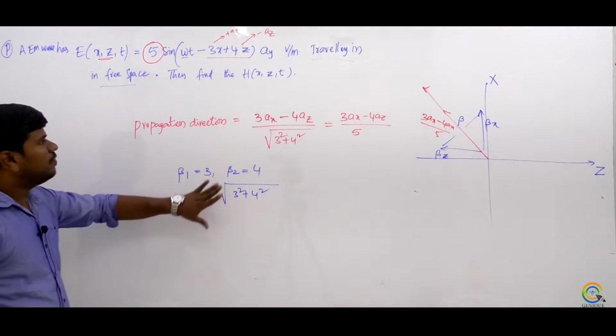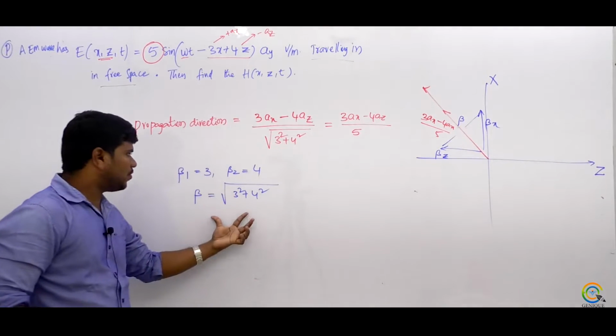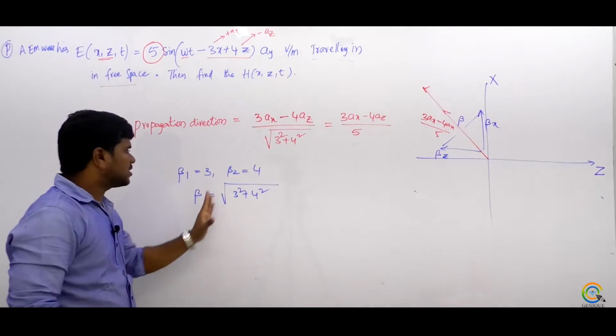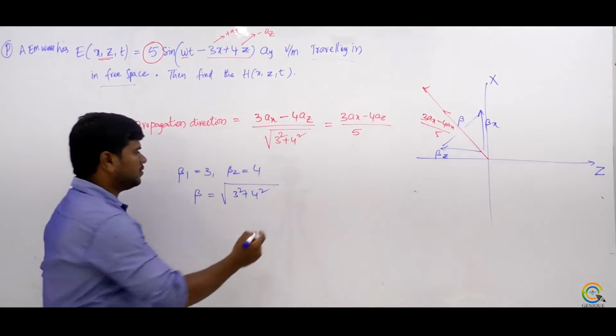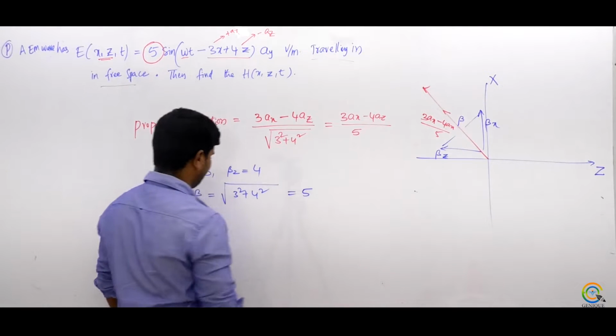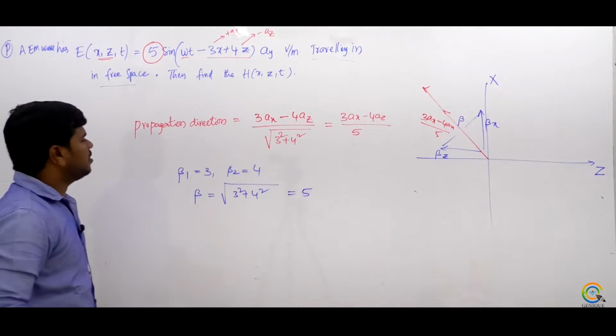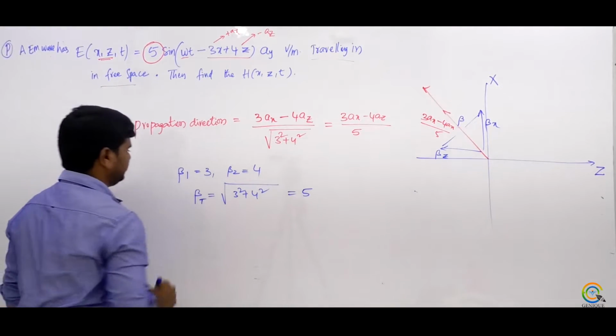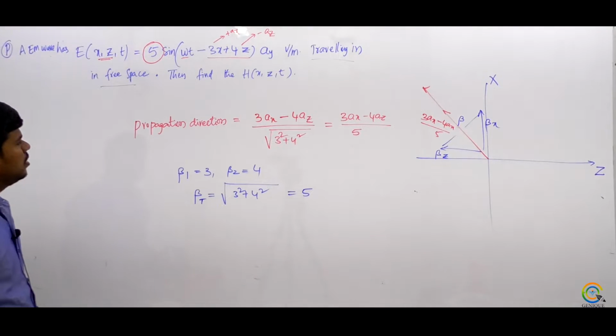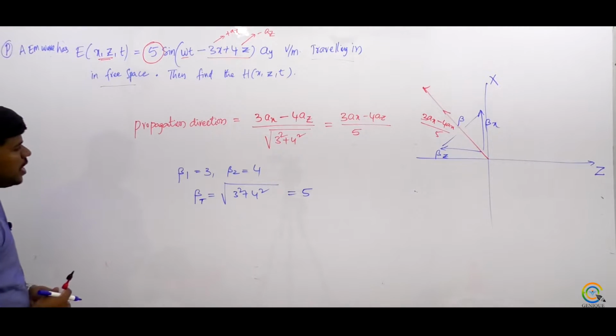Understand? Wherever there are two betas, you have to follow this: the square root of beta x squared plus beta z squared. So how much would this be? This is 5. The total beta is 5. Okay, so now what do we have to find?